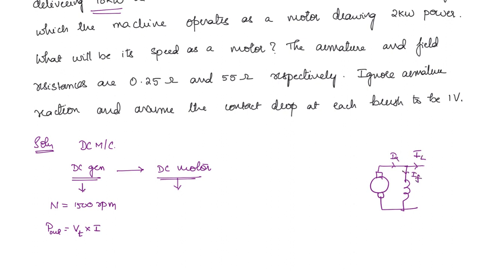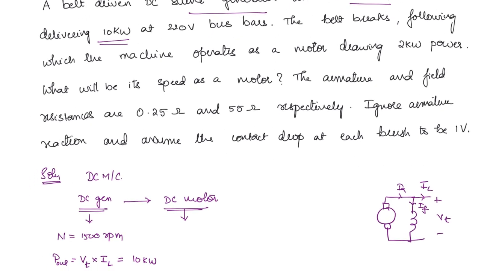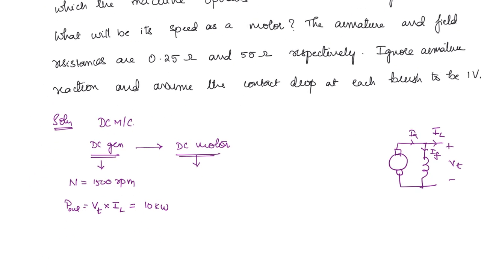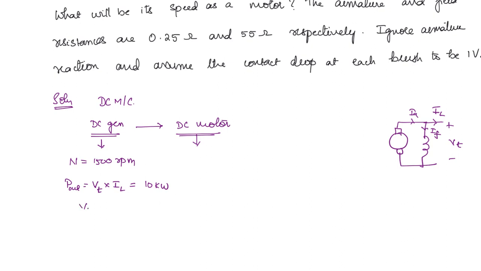So this you can write as load current. So Vt into IL, this is Vt. Vt into IL is given as 10 kilowatts. What else is given? 220 volt. It is delivering power at 220 volt bus bars. So that means the terminal voltage that it is able to maintain is 220 volt. So these are the conditions when it was working as the DC generator.